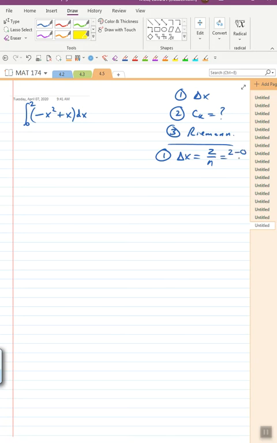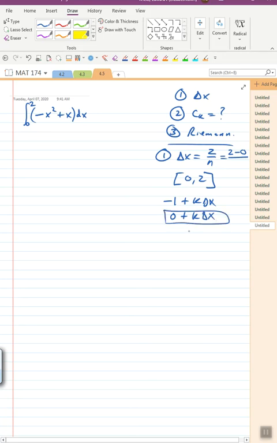It's simply, so the negative 1 plus 2k over n. Almost. Okay, you're right. Except where's your starting point this time? What interval are you on? Oh, 0 to 2. Okay. Yeah, so instead of negative 1 plus k delta x like it was in the last problem, now it's actually 0 plus k delta x, which is a lot nicer because that means your ck is just going to be k times 2 over n.